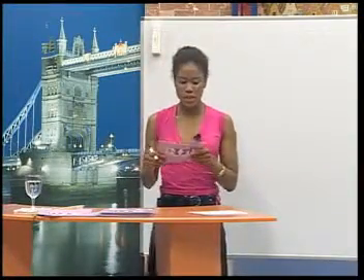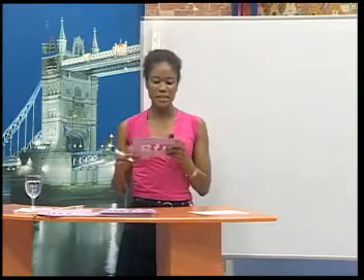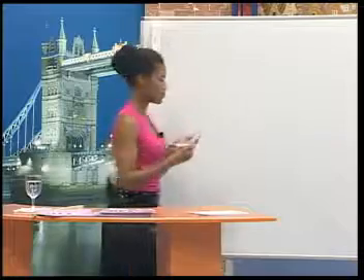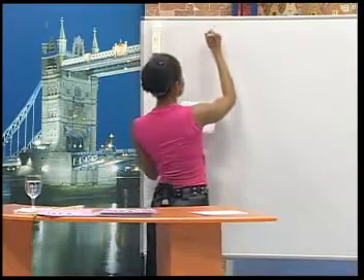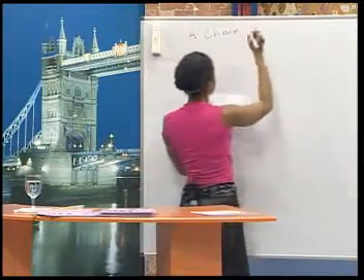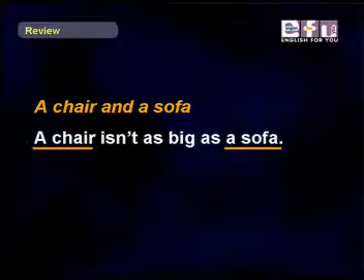Review. So now let's do an exercise. Using the words, complete the sentences using as or not as. You can make positive or negative sentences. Okay, Sylvia, you do the first one. A chair and a sofa. A chair isn't as big as a sofa.